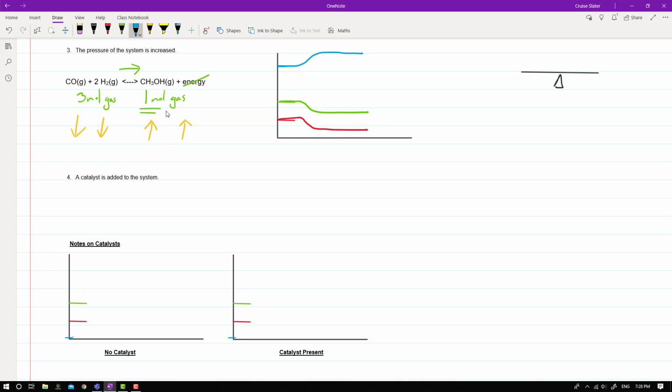This time, however, we haven't stressed the system by removing something, and we haven't stressed the system by adding more into the system. We just increase the pressure by making the space that these gases are floating around in smaller. So that change in pressure could be seen right around here, and we could say that that is just an increase of pressure. Okay, so it's going to favor the side with the least amount of moles.